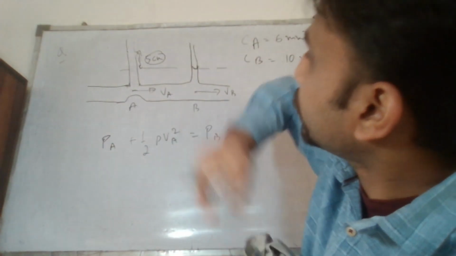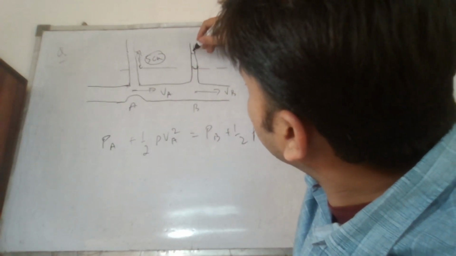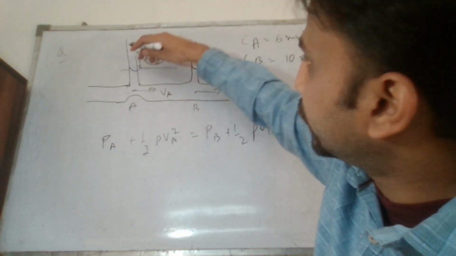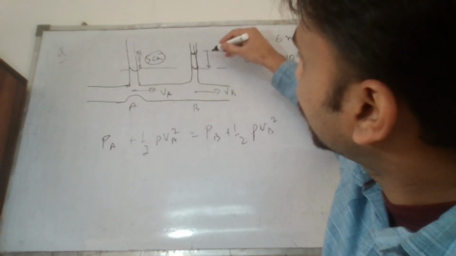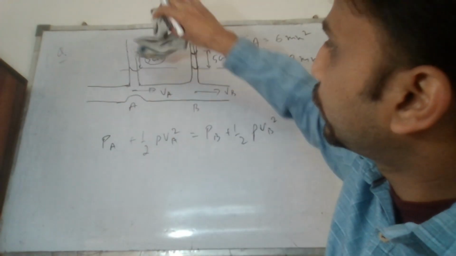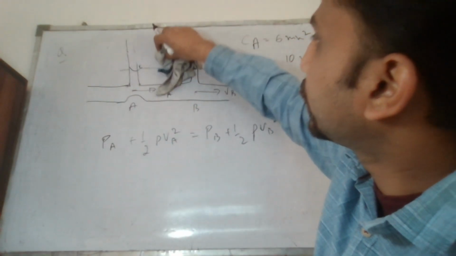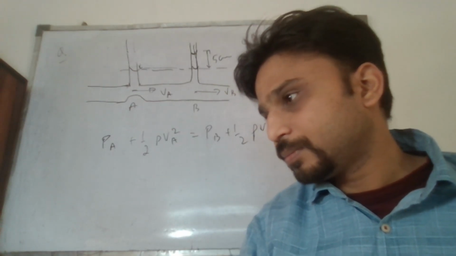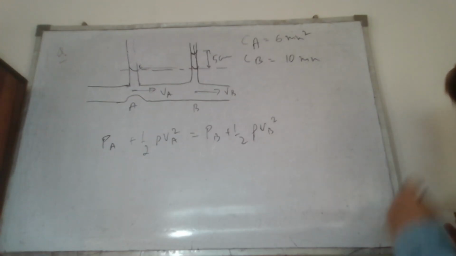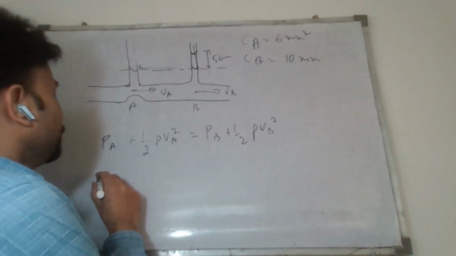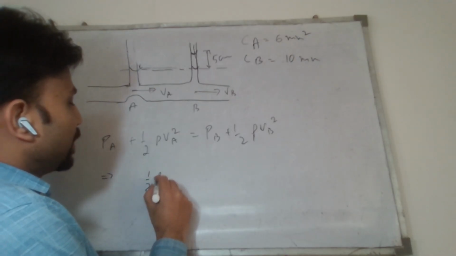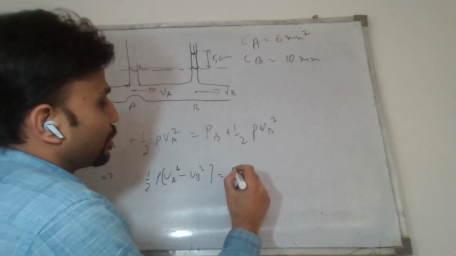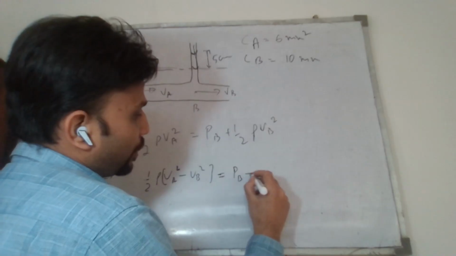The fluid will have this height of 5 centimeter, or the higher fluid would be at this point. It would be somewhere here. So this would be the 5 centimeter height point at point B. So we'll write half rho VA square minus VB square is equal to PB minus PA.